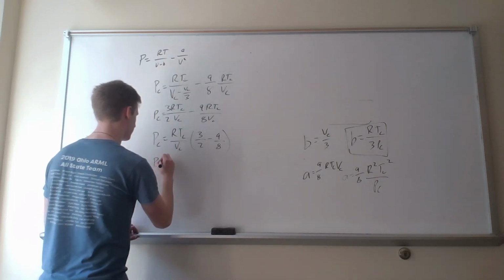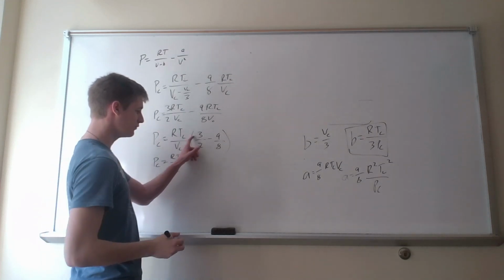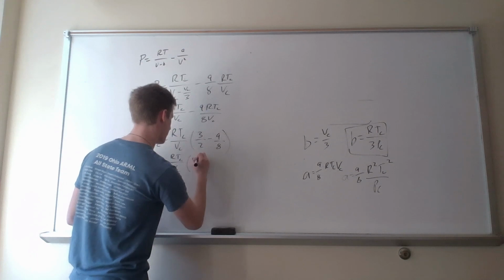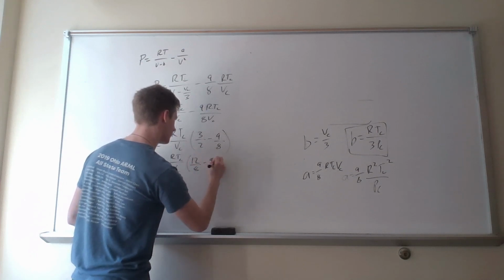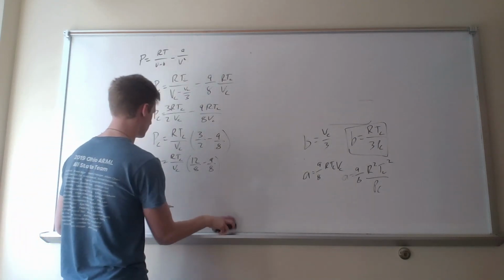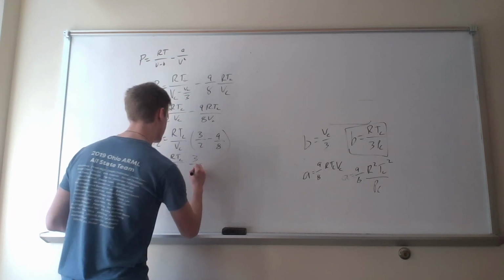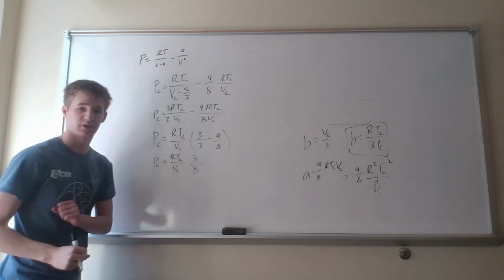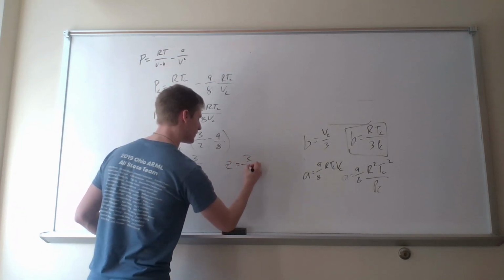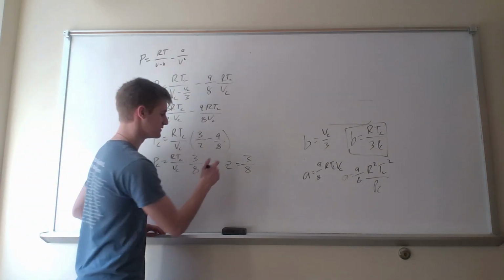We have 12 over 8 minus 9 over 8, and that will be 3/8, right? So multiply by 3/8 here, and this 3/8 is our compressibility factor, right? So at the critical point, the compressibility factor is 3/8.